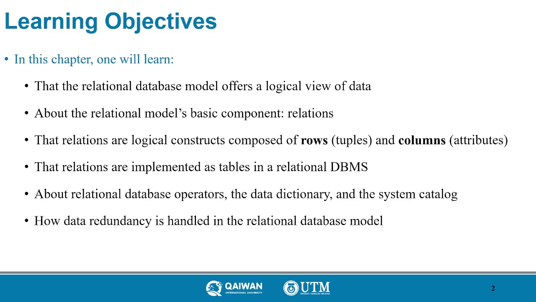Our learning objective. In this chapter, one will learn, or hopefully you will learn, that the Relational Database Model offers the logical view of data, not the physical; about the relational model's basic components, which is relations; and that relations are logical constructs composed of rows and columns, also known as tuples and attributes; that relations are implemented as tables in the relational DBMS or database management systems; and how data redundancy is handled in the relational database model.